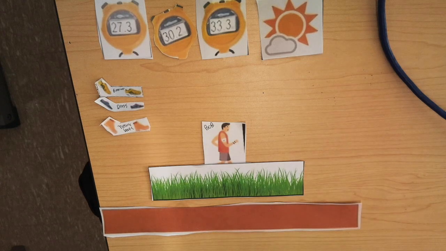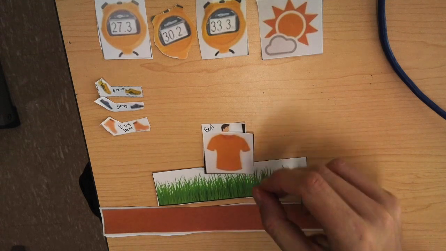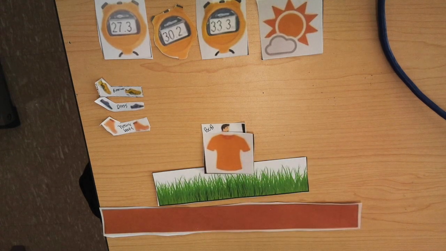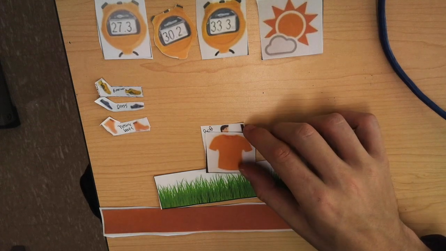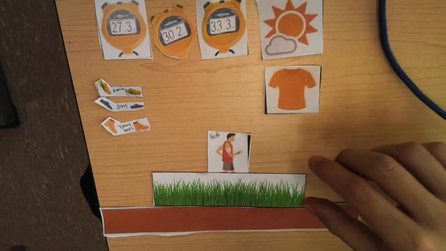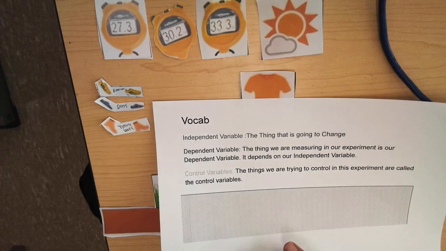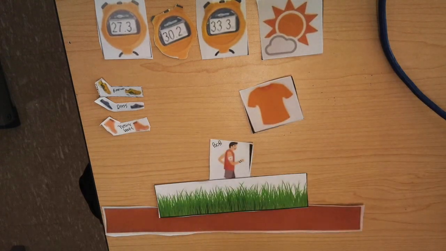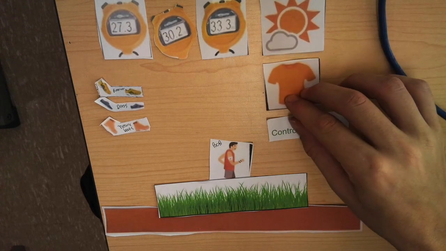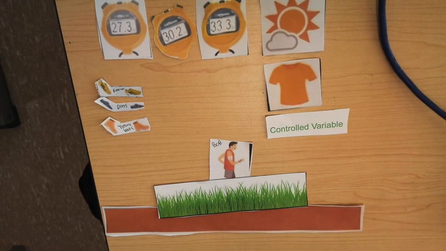Can you think of anything else that could affect Bob's time? What about clothing for Bob? Is he wearing a big heavy coat, or is he wearing something that's easy to run in? All 3 of these things, if you look back at our notes, are things we were trying to control in our experiment. That's called control variables. Can you think of any other control variables?